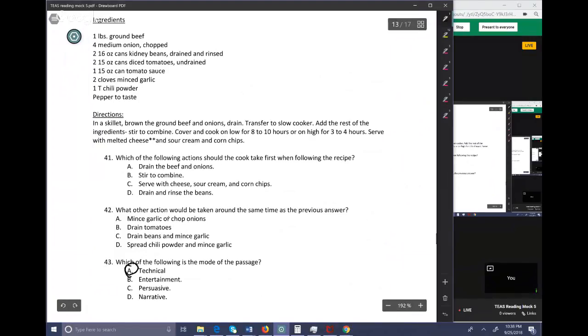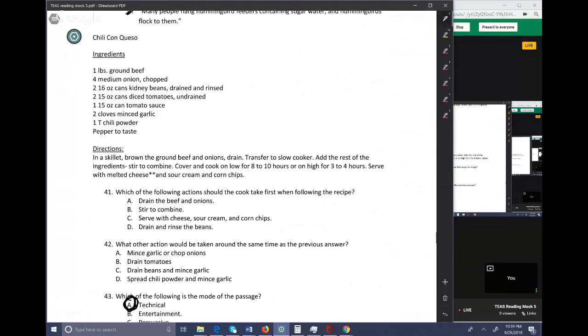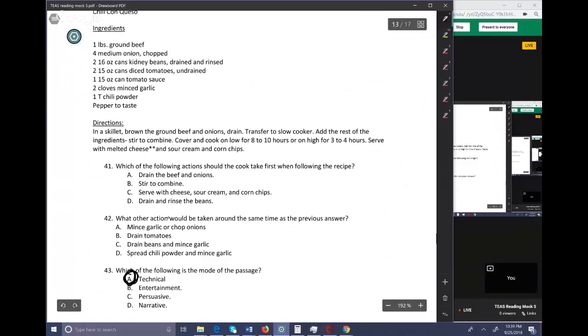I'm skipping ahead a bit to question 43. Remember that a lot of times they don't give you the technical option. This time I did, because a lot of times this is your final mock. The reading mock 5 for a lot of you is the last one. Remember that technical actually is what a recipe is. So hopefully they will give you technical so you can answer that question right. If they don't, you can answer it expository, but it is supposed to be technical. That is the real right answer. To go back up to 41, which of the following actions should the cook take first when following the recipe? Drain and rinse the beans, choice D.